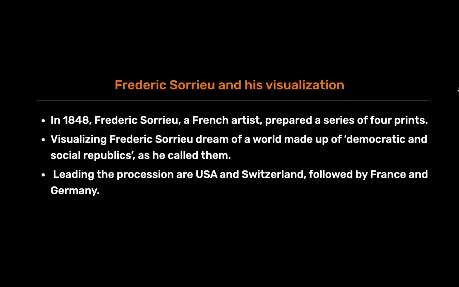A female figure carries a torch of enlightenment in one hand and the Charter of the Rights of Man in the other hand. On the earth lies the shattered remains of the symbols of absolutist institutions. The world is made up of democratic and social republics. Leading the procession are USA and Switzerland, followed by France and Germany. Following Germany are Austria, Kingdom of the Two Sicilies, Lombardy, Poland, England, Ireland, Hungary, and Russia.